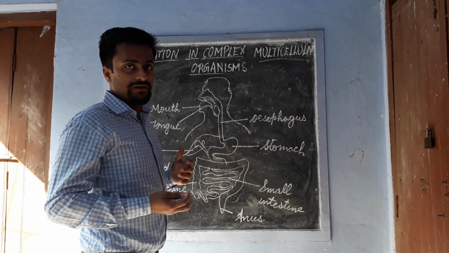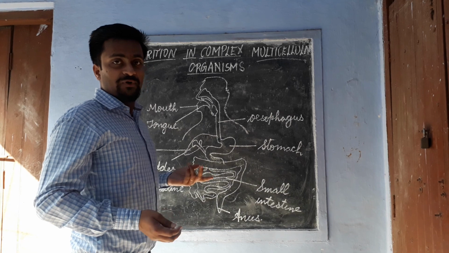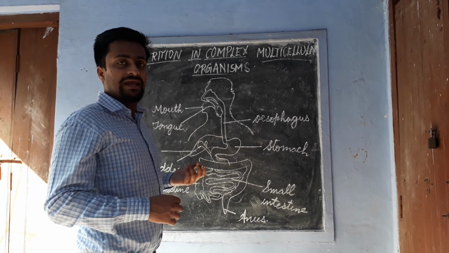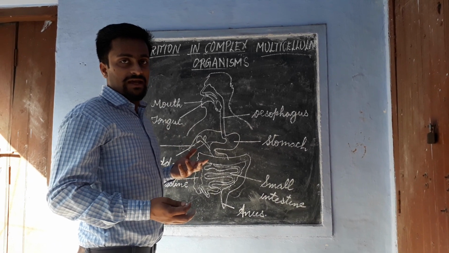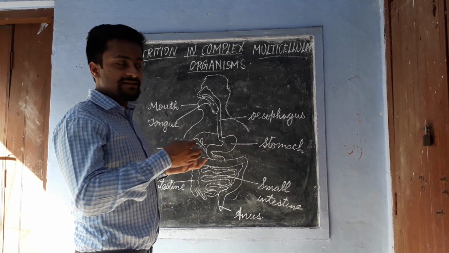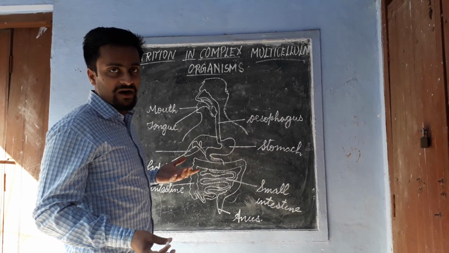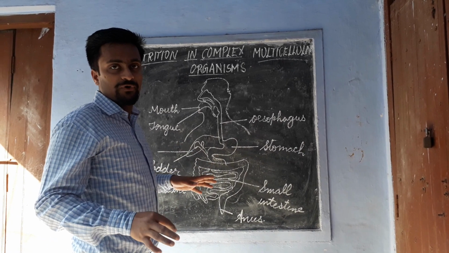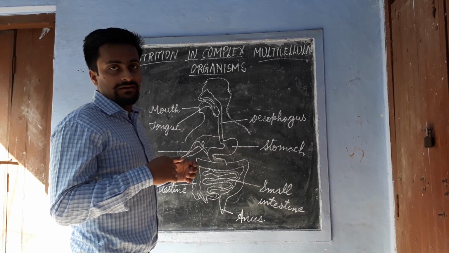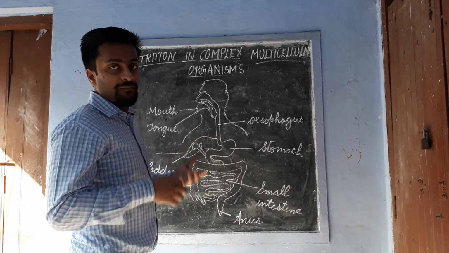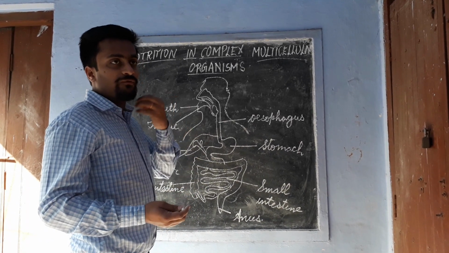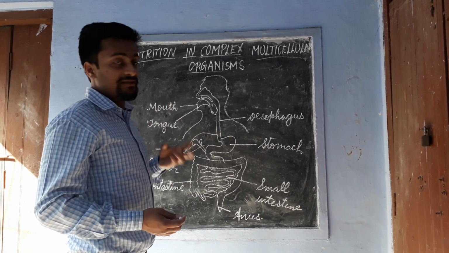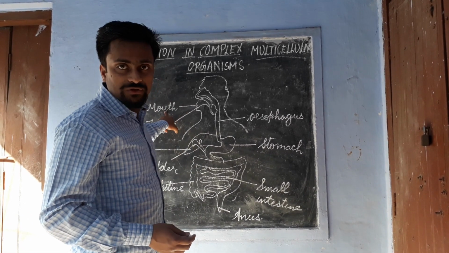Now, the first and foremost step involved in the process of nutrition is the ingestion of food. Now, what is ingestion of food? The process of taking food into the mouth is called ingestion. Actually, we have already studied that in simple unicellular organisms like amoeba, there is no specific organ for taking in food like a mouth. But in complex multicellular organisms, we have a special organ for taking in food, and this organ is called the mouth.